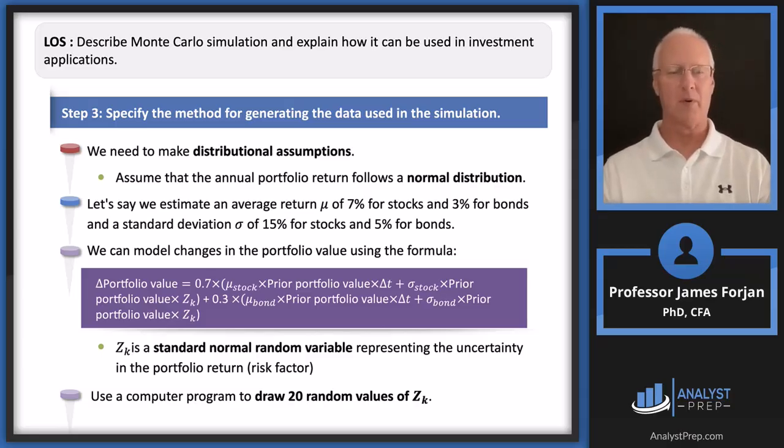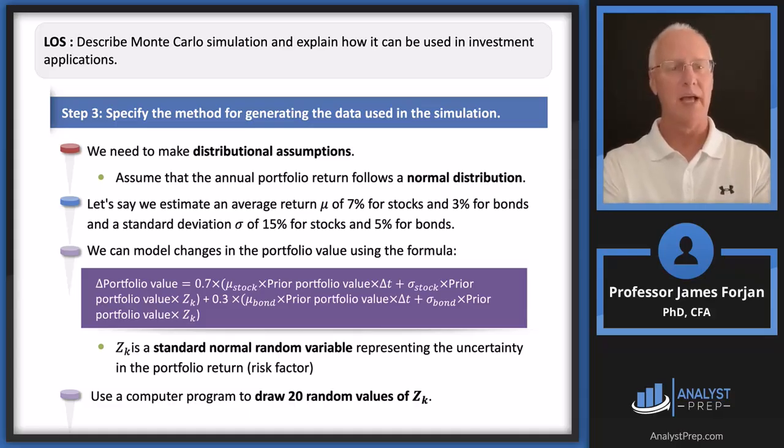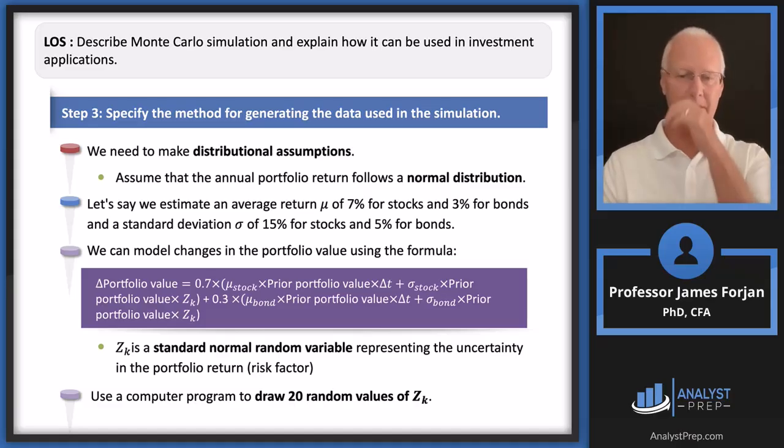All right, so look in the purple, there's our equation for the change in portfolio value. We did this in a different learning module. Z is the standard normal random variable. Standard normal, oh, wait a minute. We're assuming a log normal distribution, so the Z table is appropriate.